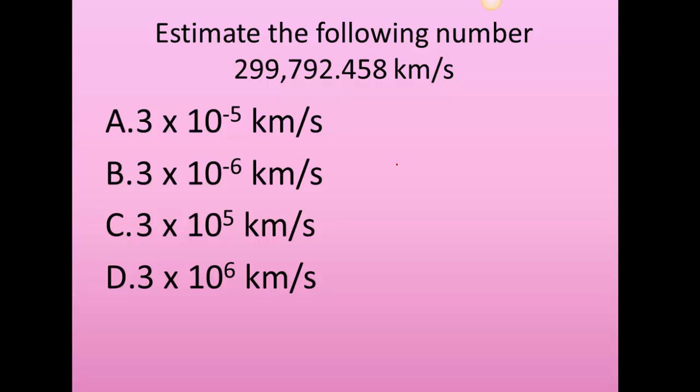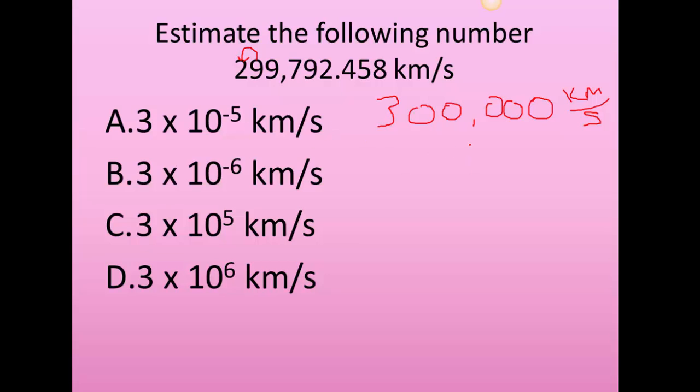Alright, so here we're going to estimate the following number. So we have 299,792.458 kilometers per second. Alright, so first we need to figure out what number we are going to round this to. The easiest number would be 300,000. And of course, don't forget your units. Okay, we did that because the 9, since it's larger than 5, rounds the 2 up to a 3.